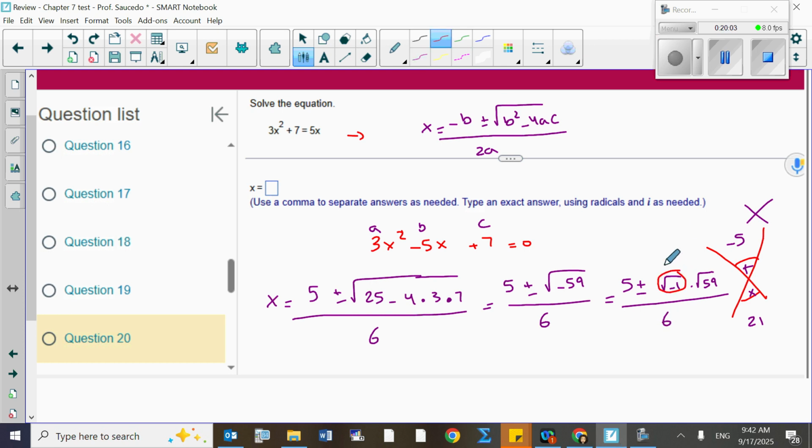This is i. So I can write my answer as 5 plus and minus i square root of 59 over 6. So these are my answers.